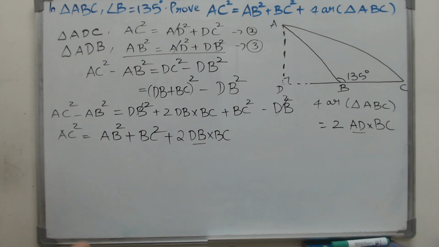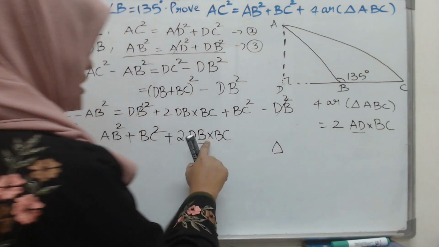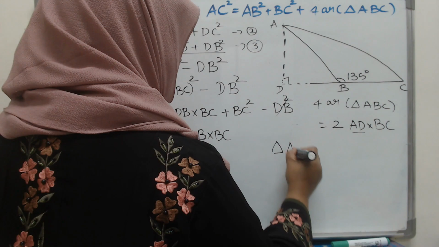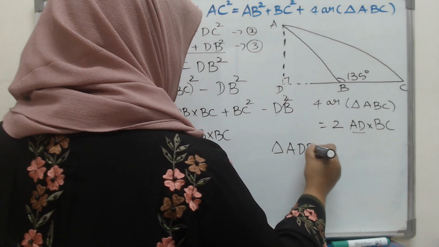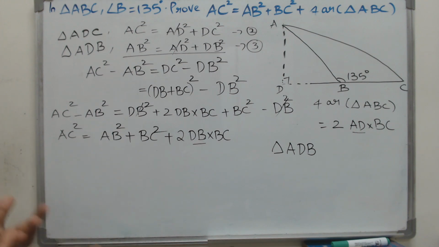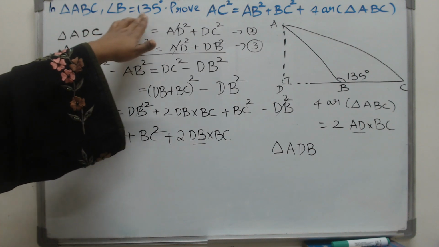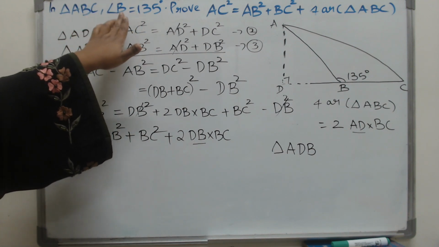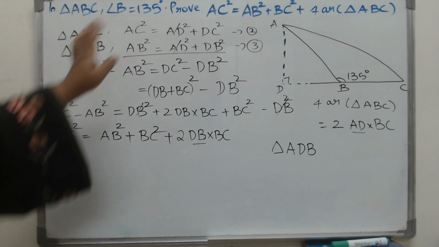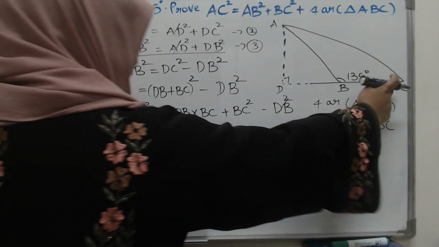Can we prove that these are equal? Let us consider the triangle which includes these two sides, AD and DB, which is what? Triangle ADB. We will go to that triangle and see if we can do something about it. Now remember, we have still not used the information that angle B is 135. It could have been any obtuse angle, but it is 135. How is it significant? Look at this line.